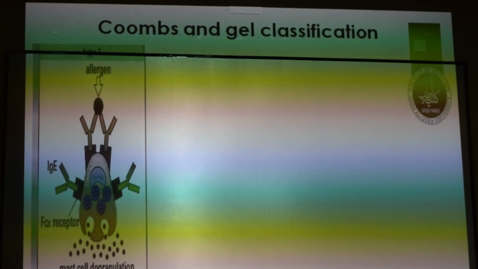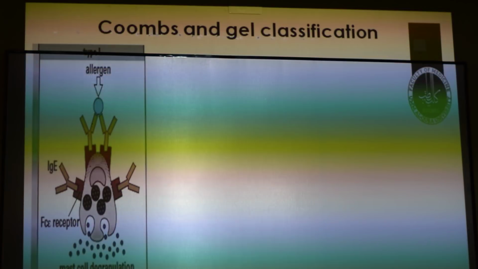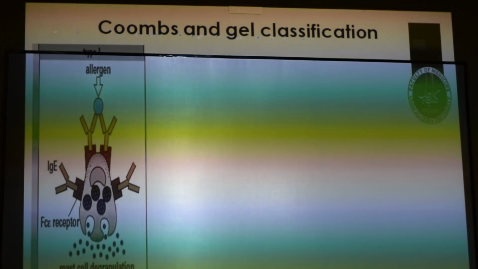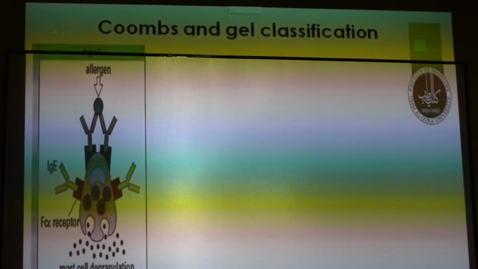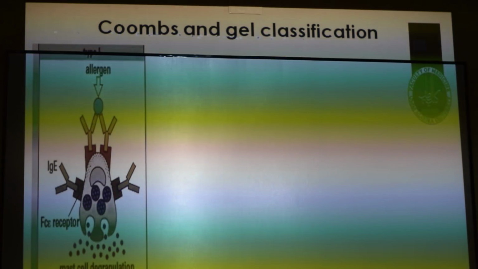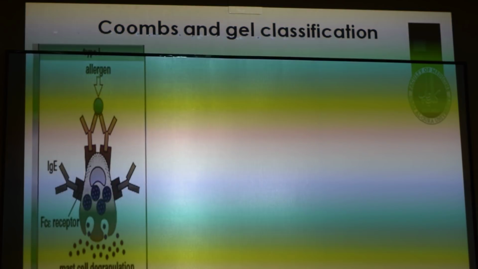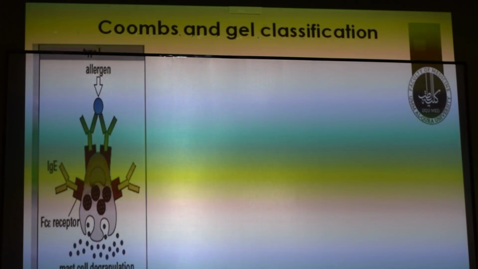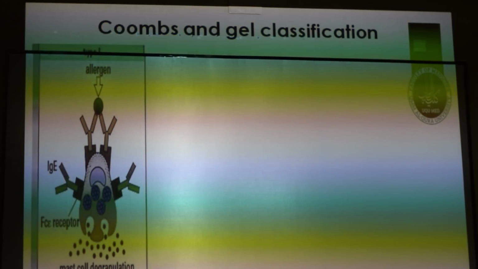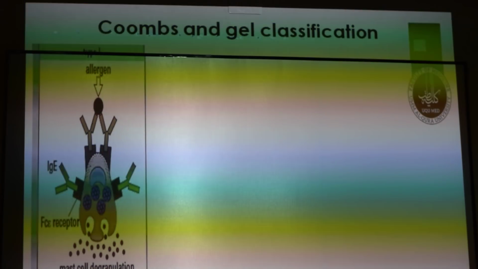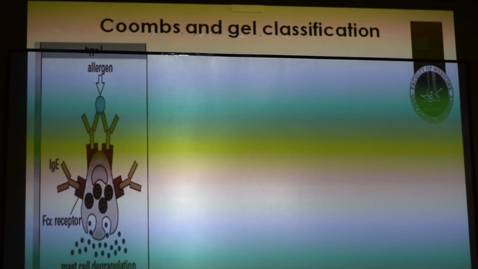Now, hypersensitivity has been classified by Coombs and Gell. They were 2 physicians. They classified hypersensitivity into 4 different types. Okay, type 1 is mediated by IgE antibody. So the first 3 types are mediated by antibodies, while the last type, the 4th type, is mediated by cells. So it's a cell-mediated hypersensitivity.